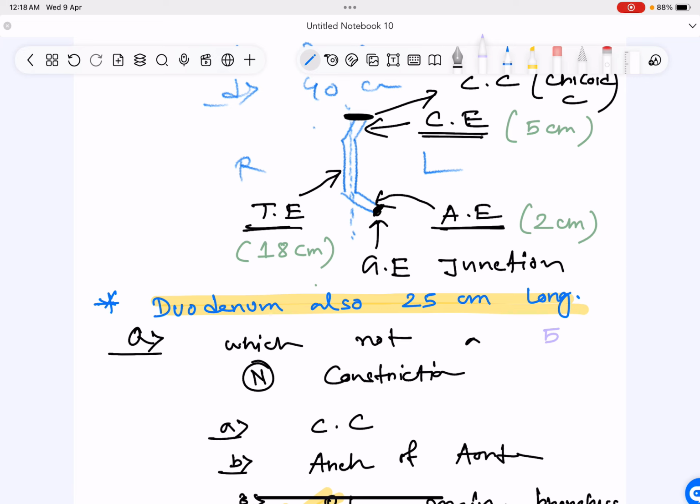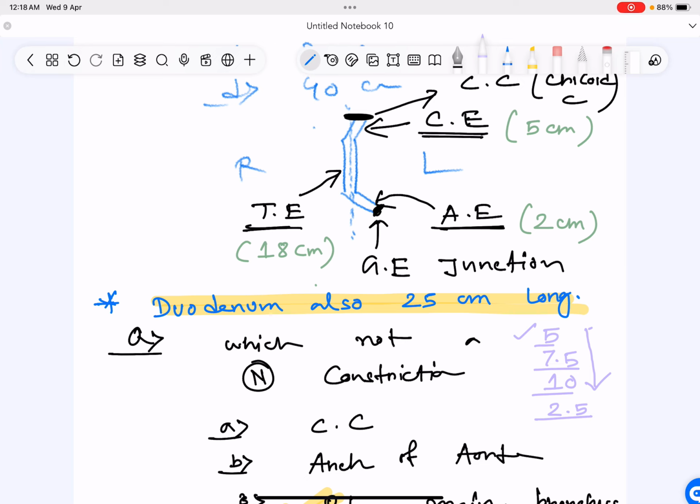5, 7.5, 10. So it's progressively increasing. 5, then 7.5, then 10. How much is that? 5 plus 10 is 15. 15 plus 7.5 is 22.5. So the last one is 2.5 centimeter. Total 25 centimeter: 5, 7.5, 10, 2.5.